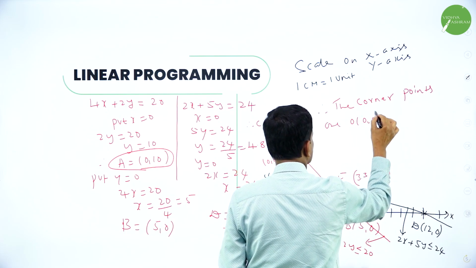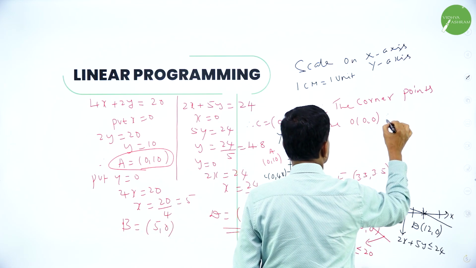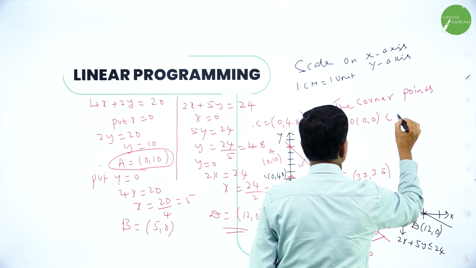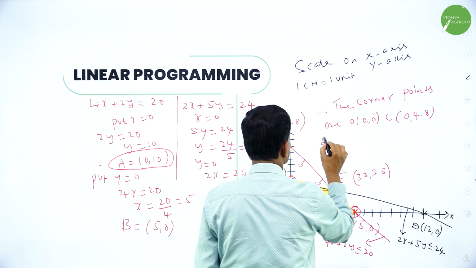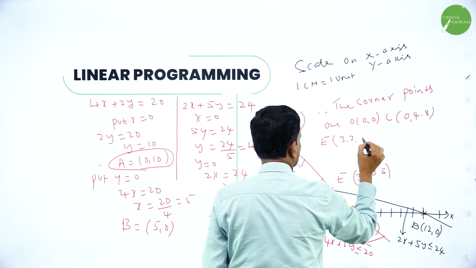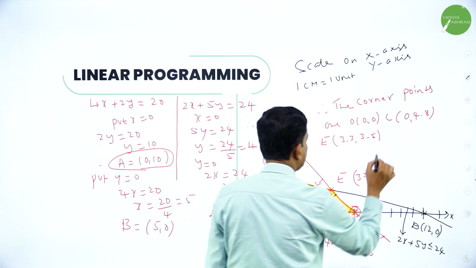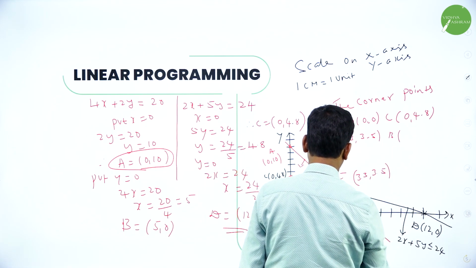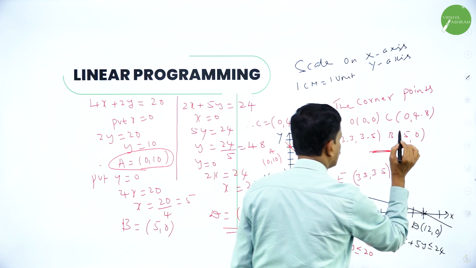Therefore, the corner points are O (0, 0), which is one corner point, and C (0, 4.8), and then E (3.3, 3.5), and then B. What is B? Yes, B is (5, 0). These are the corner points.